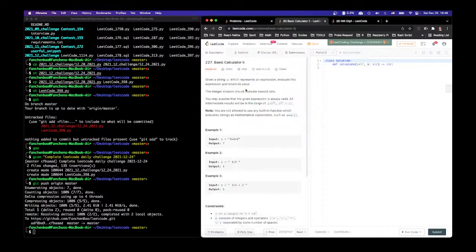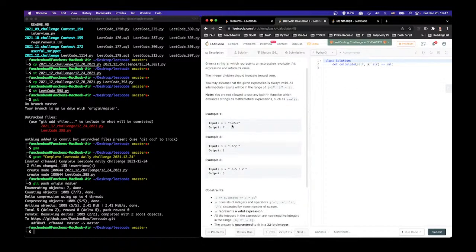Given a string s, which represents an expression, evaluate it and return its value. Integer division should truncate toward 0. What do you mean by truncate towards 0? You assume that a given expression is always valid. You're not allowed to use any built-in function such as evaluate string. I think one of the methods I use is eval. So this one will be 7. This one will be 2, 5, yeah.